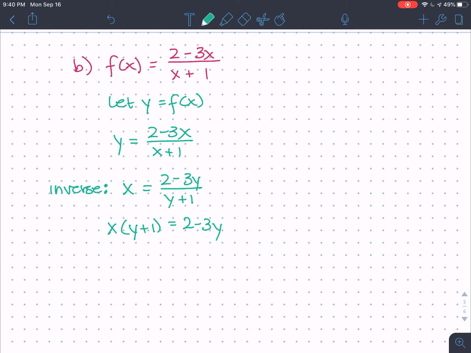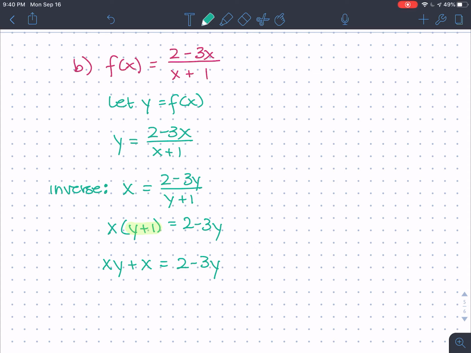Now here's where the trick is. When the y appears in more than one place like this, we can collect all the terms with a y, and we'll be able to factor it out. You'll see what I mean. Except before I do that, right now this y is trapped inside the parentheses. I need to get it out of there, so I'm going to distribute the x. I got xy plus x equals 2 minus 3y.